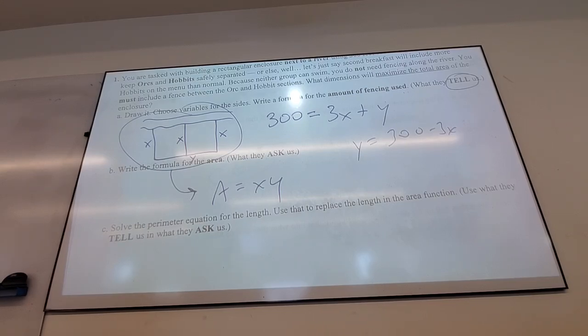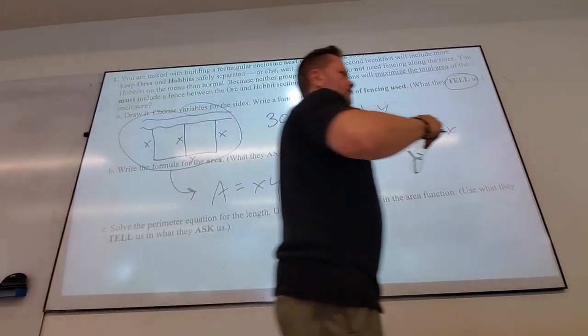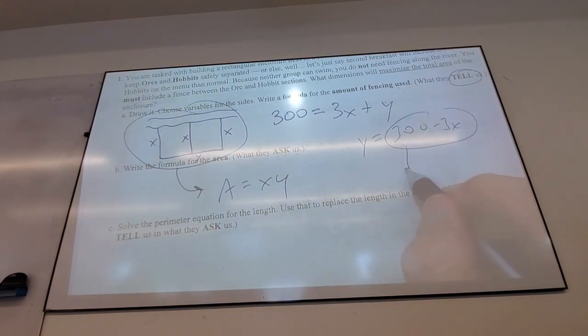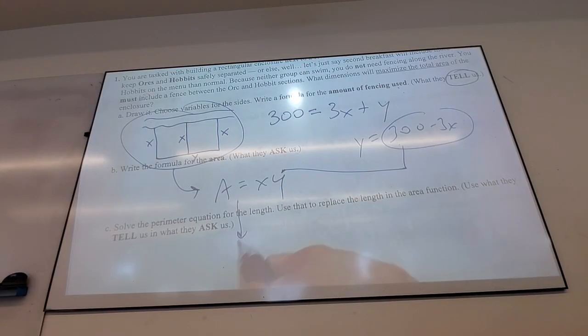Now what do I do with that? Plug it in. So how do I rewrite my area formula now? A equals x times (300 minus 3x).